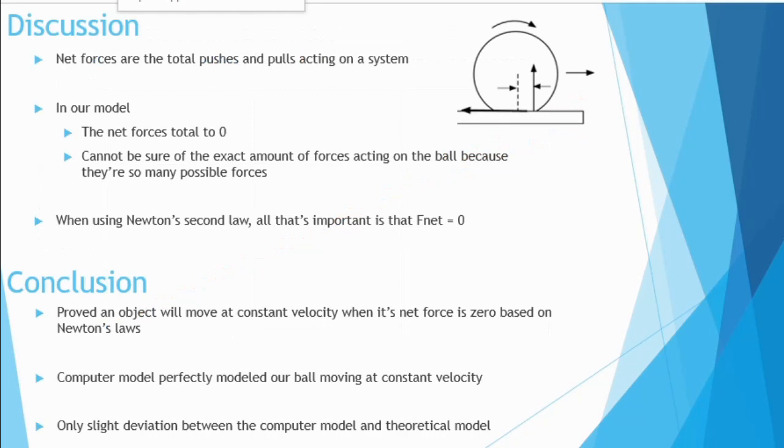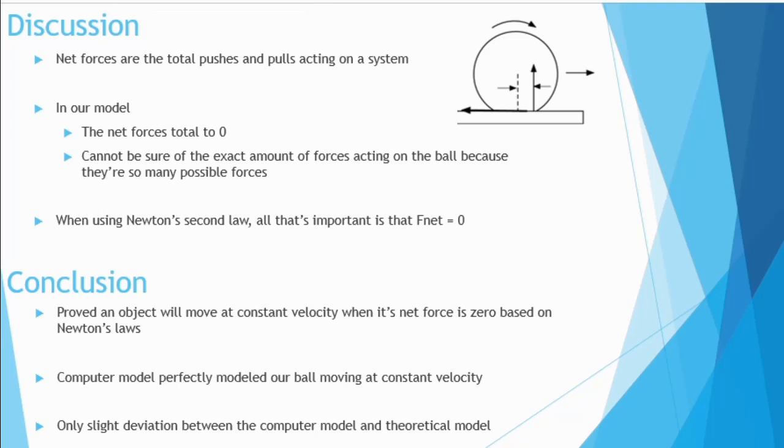The use of our simulated model was based on the fact that the net force, that is, the total number of pushes and pulls, equaled 0. Although we know that net force was equal to 0 based on the constant velocity, we can't be sure exactly how many forces are acting. However, as long as we know that the net force is equal to 0, we can say that the ball is moving at constant velocity as predicted by Newton's laws.